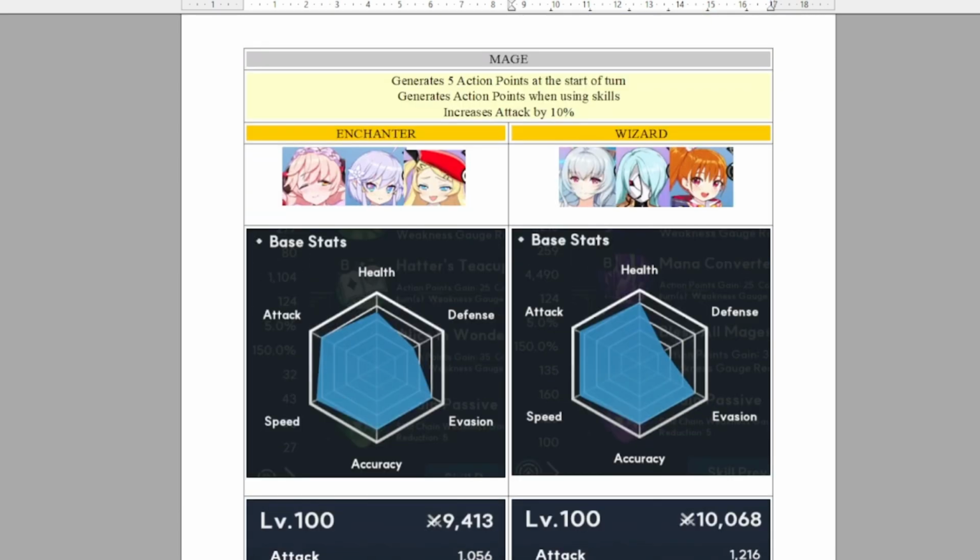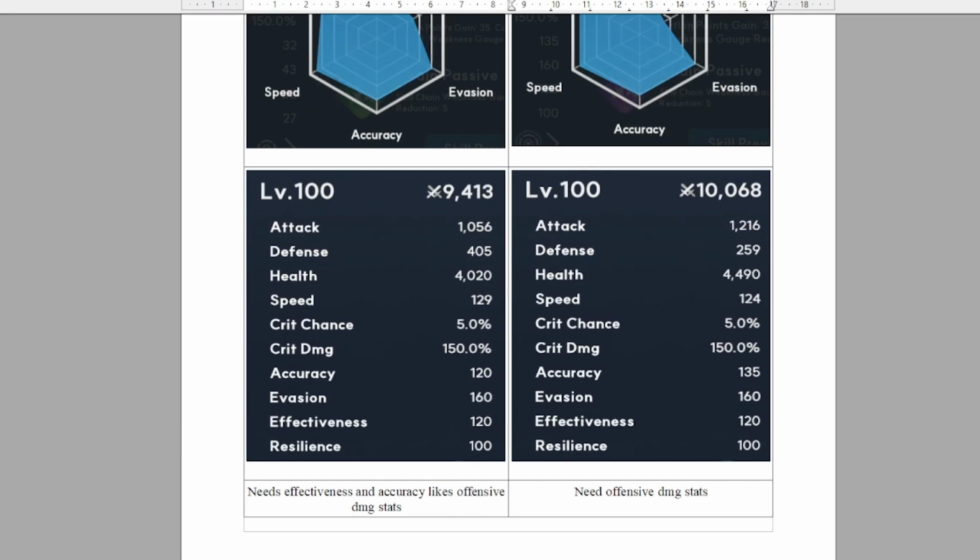For the Enchanter, all you need is effectiveness and accuracy, and depending on if you do wait or limited turns content in PvE or PvP, you will either need speed or not speed. They benefit from offensive stats because of the high damage that they actually deal, and the same goes for Wizards. Wizards need offensive damage stats.